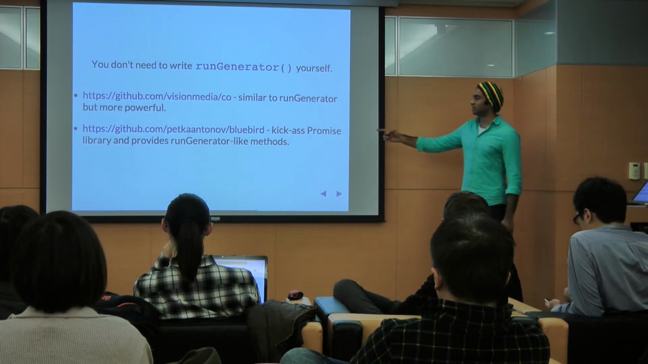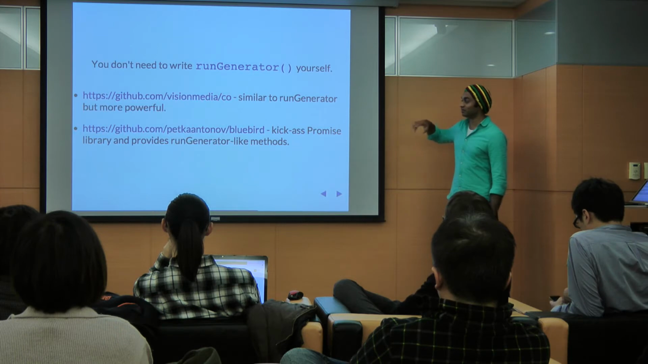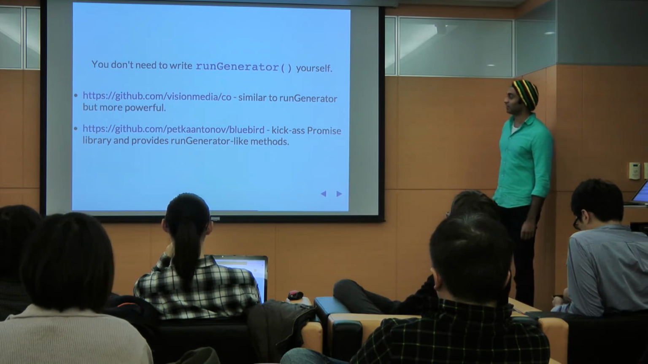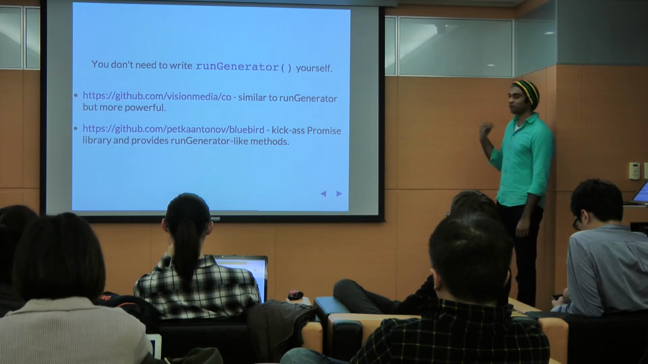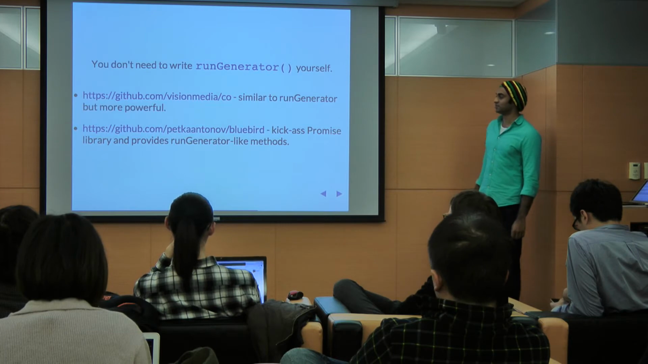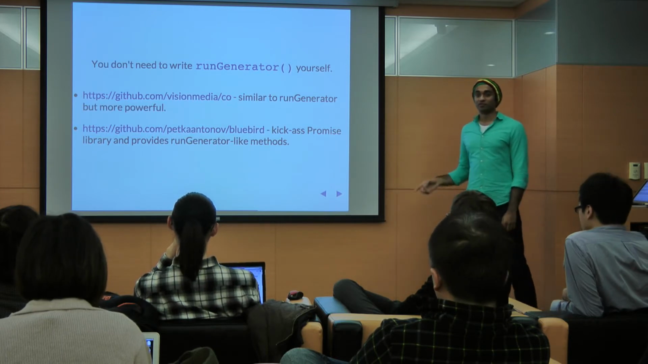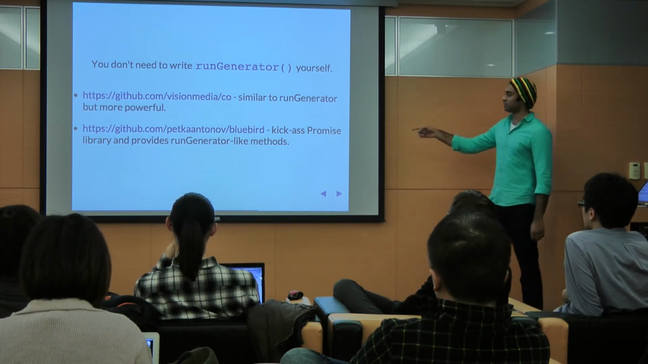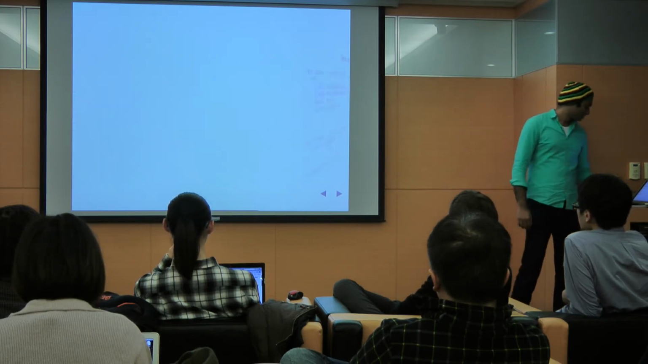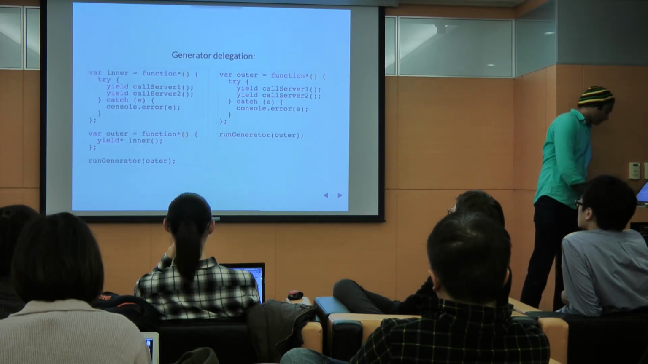Bluebird came out in September. This is the fastest promise library right now. It's really amazing. And if you've held off on using promises because you think the performance is bad, definitely use this because it's really good. There's a performance comparison on the web between this and other libraries, and this beats all of them easily.